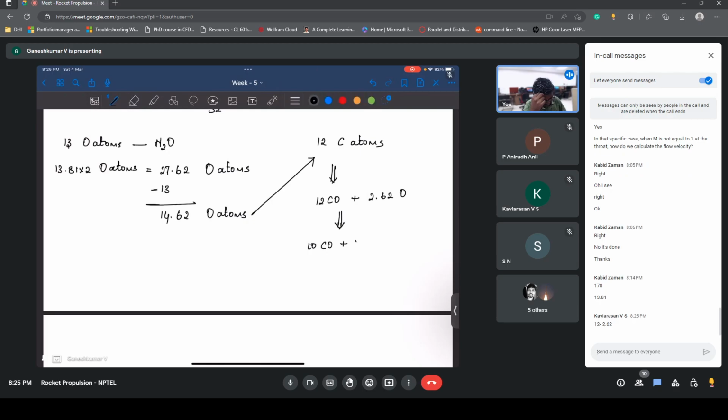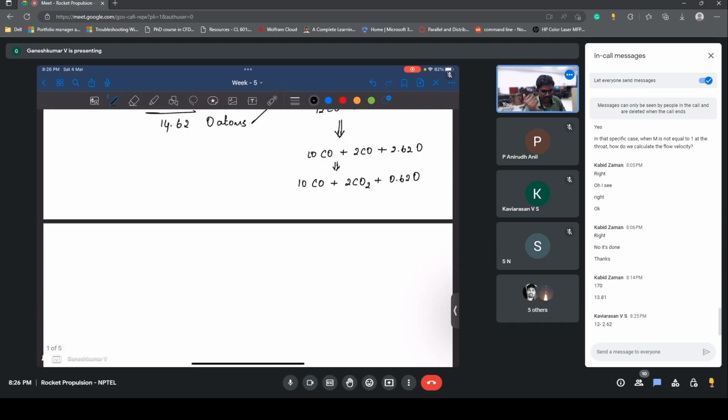You can write it like 2 CO plus 2.62 O, right? Now what happens? It forms 10 CO plus 2 CO2 plus 0.62 O. Still some O is remaining. We can oxidize even more, right? Since we have extra oxygen atom. So how can we oxidize? 10 CO plus 2 CO2 plus 0.62 O, right?